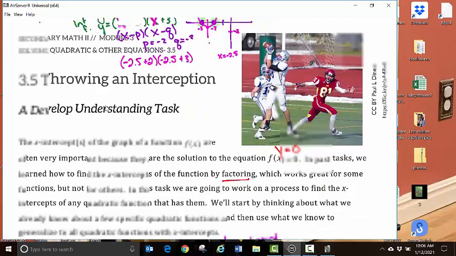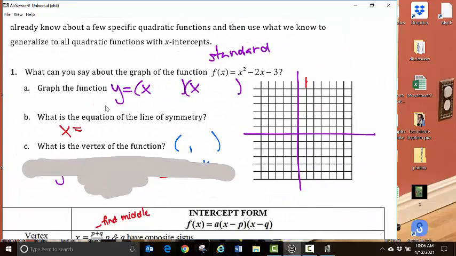So here's what we have. What can you say about the graph of this function? It is in standard form, just like the one I just gave you. I need you to graph the function with your group, and in order to do it, I need you to factor it. What multiplies to make -3 and adds to make -2. That will go right here. Then I need you to find the halfway point to find the axis of symmetry. Then I need you to plug it in. Do this with your group. See if you can graph it and answer A, B, and C.